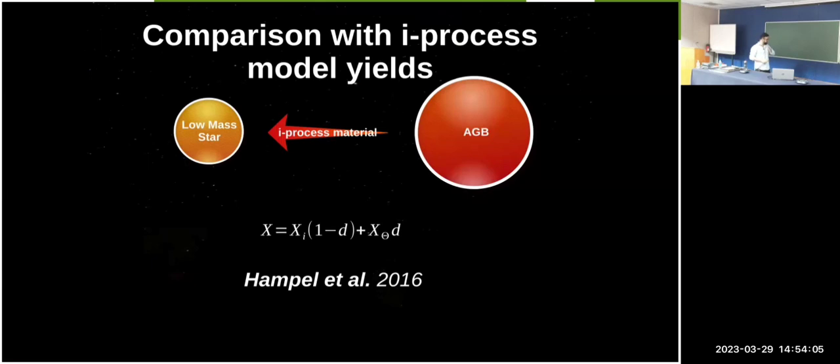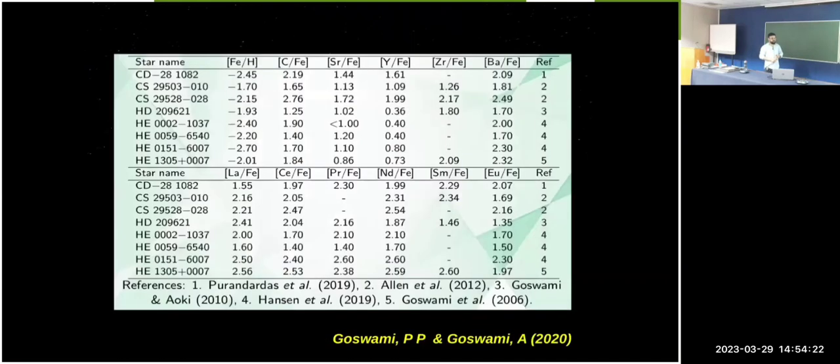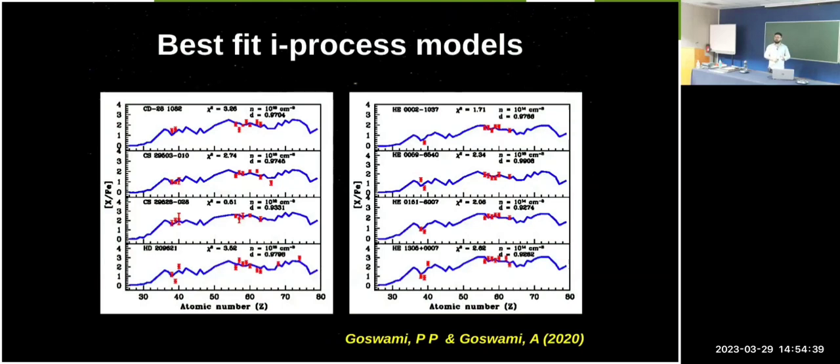We have used a chi-square analysis, and we found that I process models with neutron densities of 10 to the power 12 to 15 neutrons per centimeter cube can give a satisfactory fit to our observed abundances of the CEMP stars. Then we extended this study to 8 more CEMP stars found in the literature for which the production channels were not known and not studied. For those 8 stars also, we tried the same thing and we found that all CEMP stars could be reproduced well with the I process models with neutron densities 10 to the power 12 to 10 to the power 15 neutrons per centimeter cube.